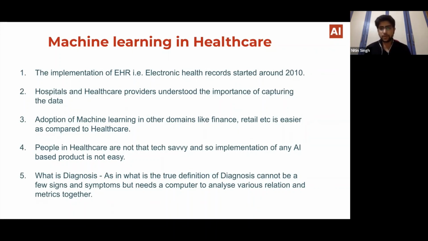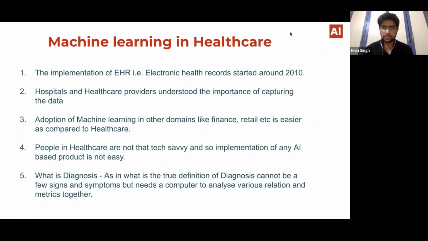That is the reason why, even during the current period, a lot of big companies like Amazon, IBM Watson and Google are still struggling to get their products into hospitals and implement them there. So I hope with this you have got a brief background about what exactly machine learning in healthcare is.